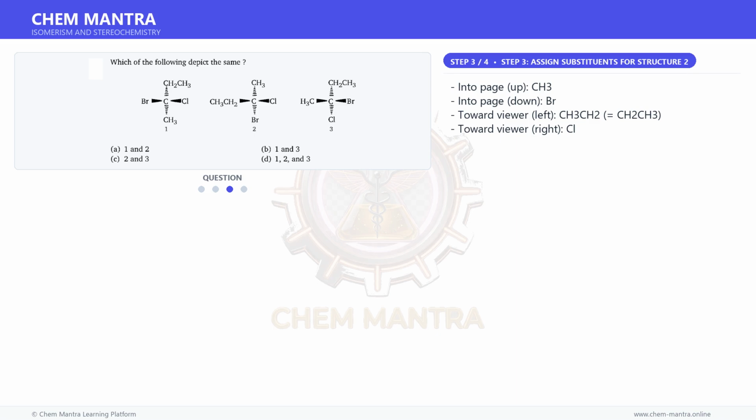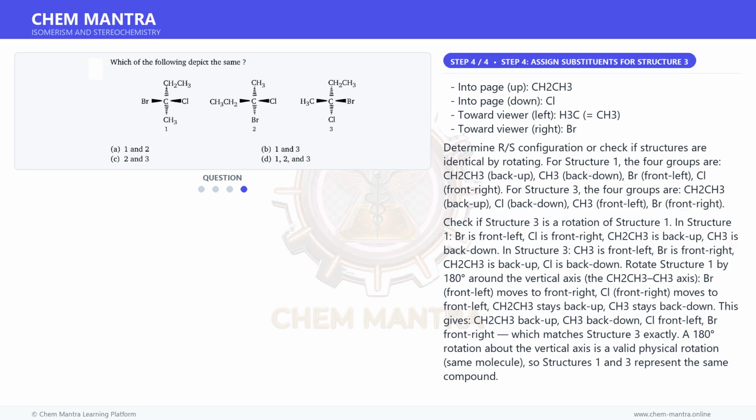Into page, up CH3. Into page, down Br, toward viewer, left CH3CH2 is equal to CH2CH3. Toward viewer, right Cl. And for the final step. Into page, up CH2CH3. Into page, down Cl, toward viewer, left H3C is equal to CH3. Toward viewer, right Br. Determine RS configuration or check if structures are identical by rotating.